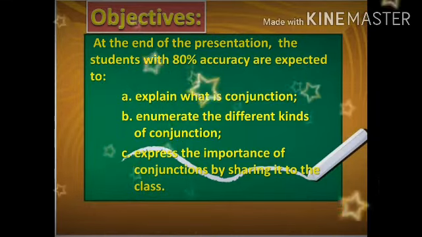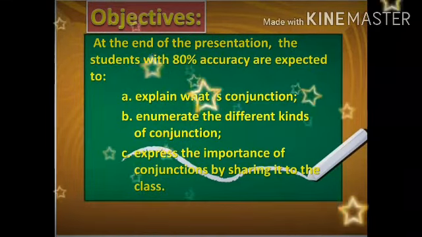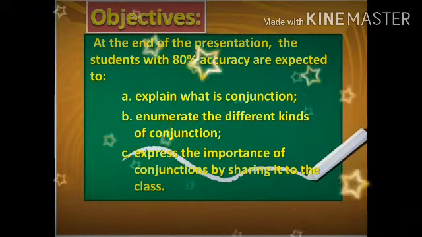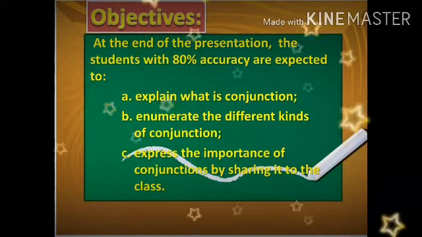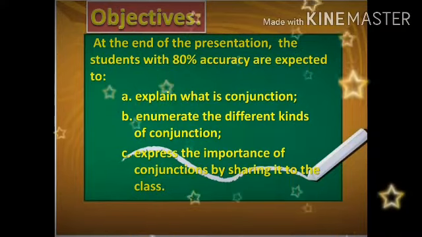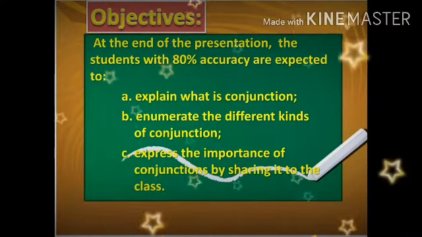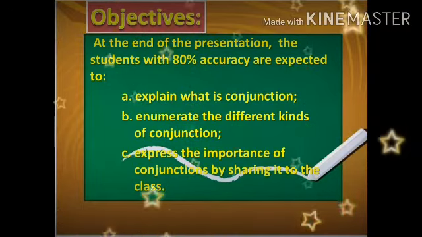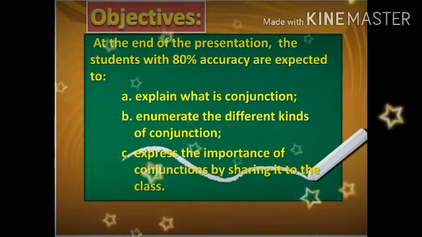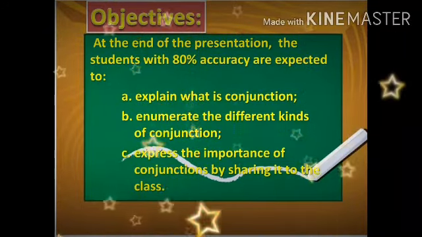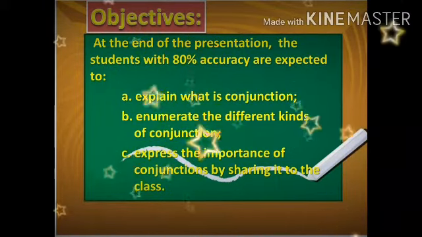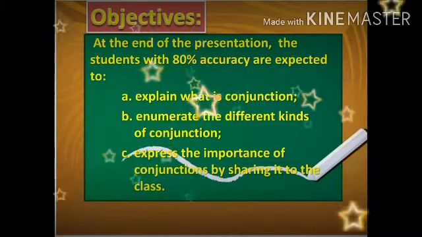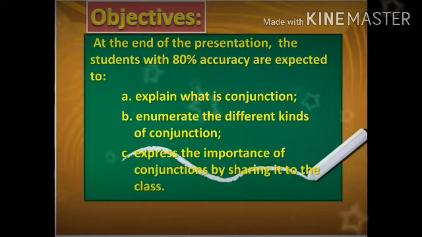Objectives of this lesson. At the end of the presentation, the students, with 80% accuracy, are expected to: A. explain what a conjunction is; B. enumerate the different kinds of conjunctions; C. express the importance of conjunctions by sharing it with the class.